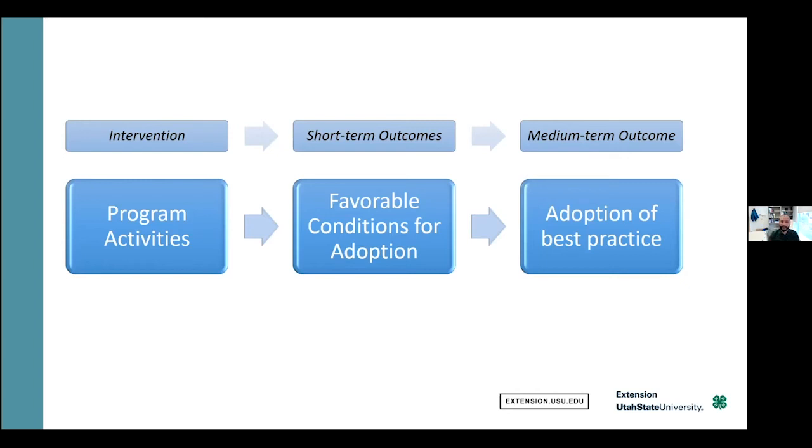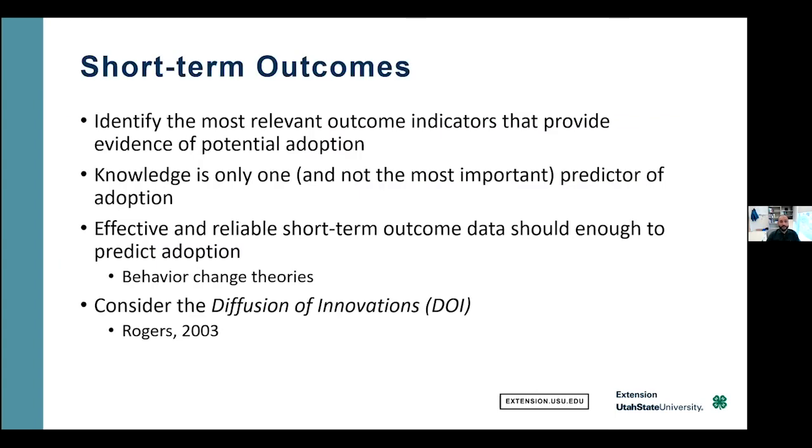And you would realize that at this point, we're only talking about the direct changes in participants. And that is the connection between program activities and eventual program impact. So if we collect the right short-term data, then we can make those assumptions. So it's always good to think about the most relevant indicators.